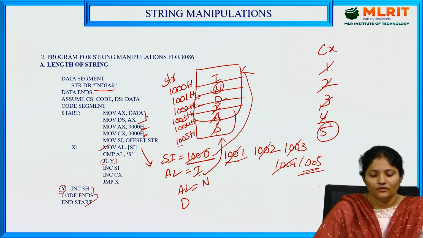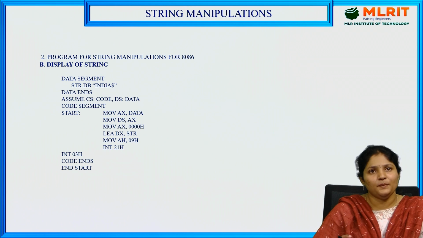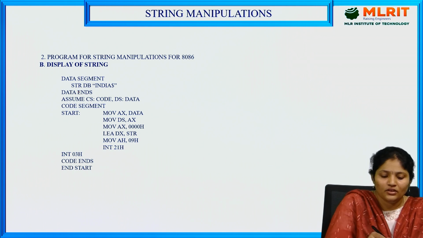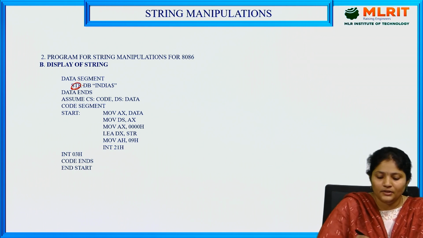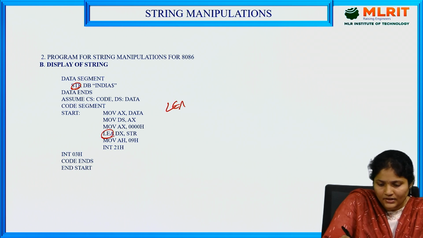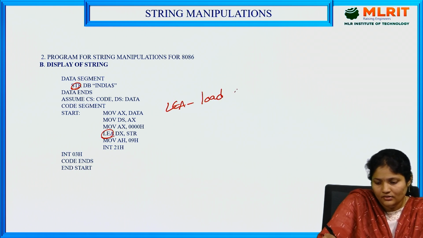Okay, fine. Next, coming to how to display a string. As in the previous videos, I have already told you, first we need to give the offset address of that particular string where it is stored. So here the string is stored in the label name str. So we need to LEA, meaning load effective address.